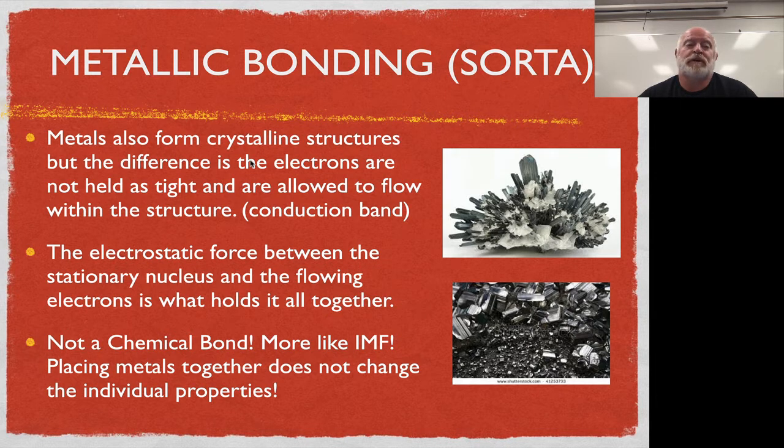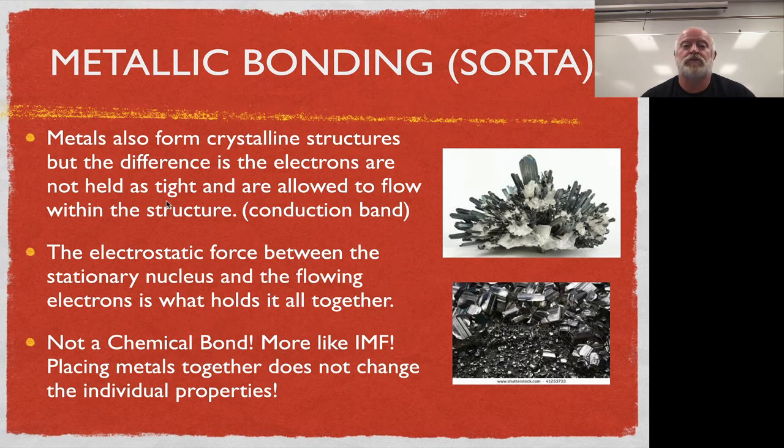So the first thing we want to talk about is realizing that metals also form crystalline structures. So very much like ionic compounds, they're going to form some sort of very organized structure or pattern, like you see in these two images over here, okay? One key difference is that for metals, the electrons are not held nearly as tight, okay?